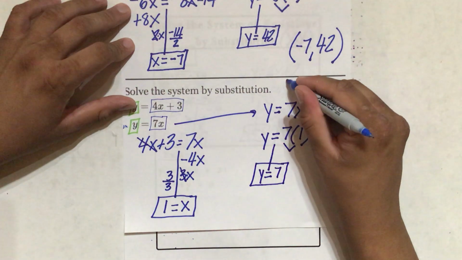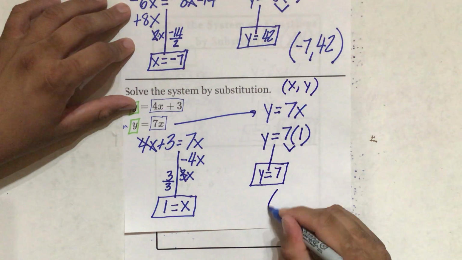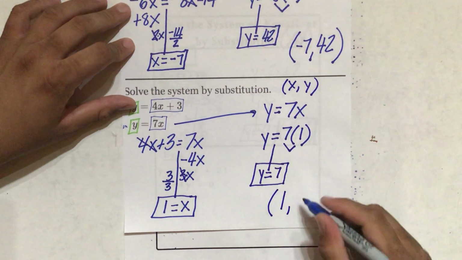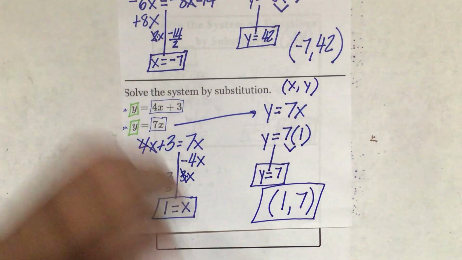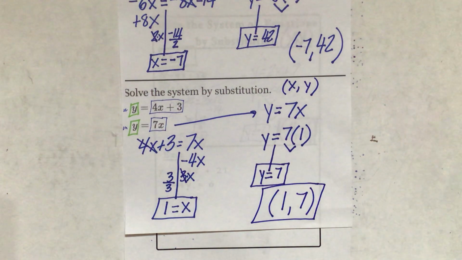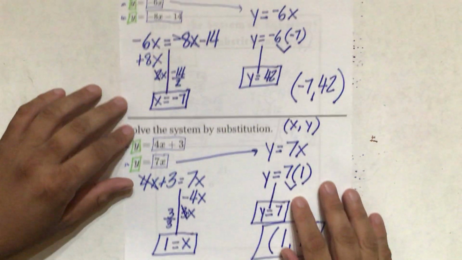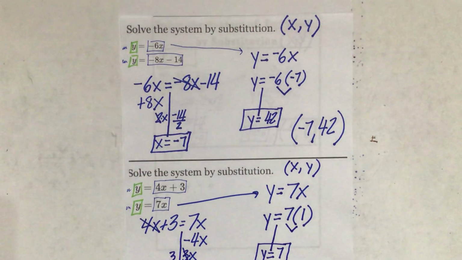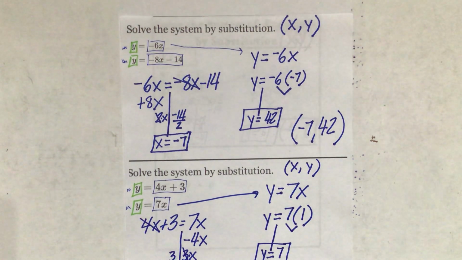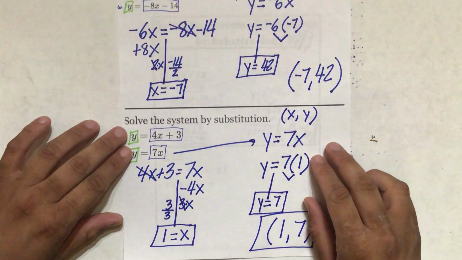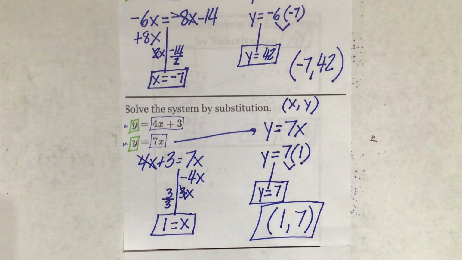So my answer, again, remember, is in x comma y form. My x is 1 and my y is 7. And that there is my final solution. These are the type of problems that you're going to see on this particular assignment. Here is the top one, and the same steps were done for this bottom one to get your solution.